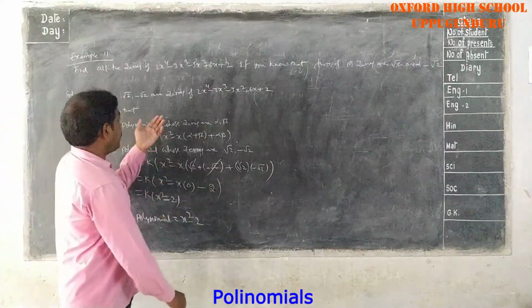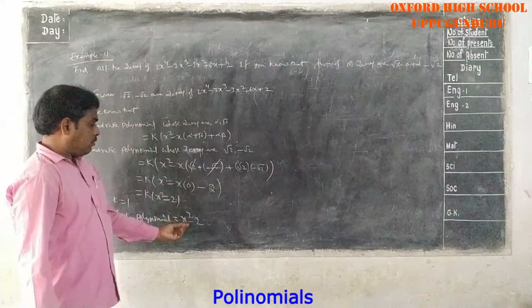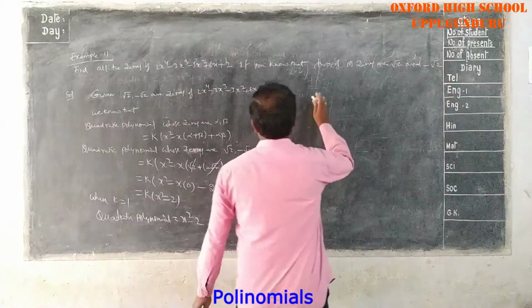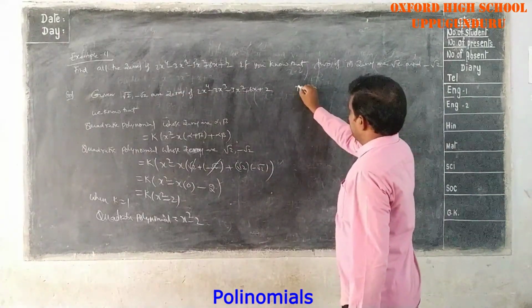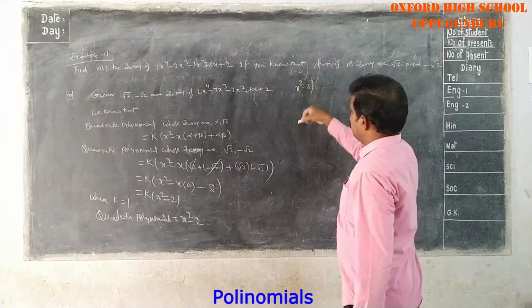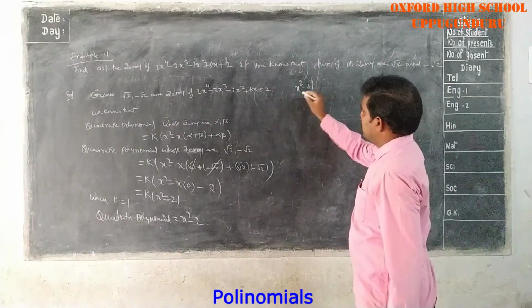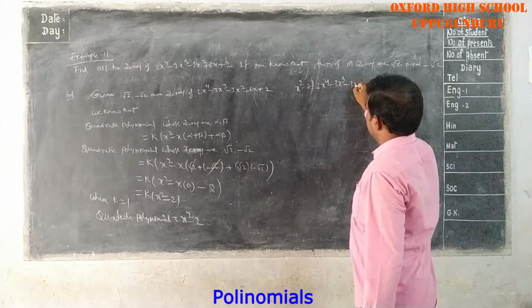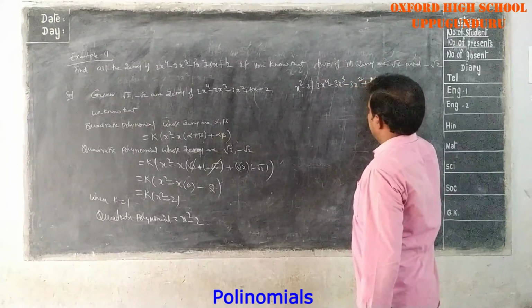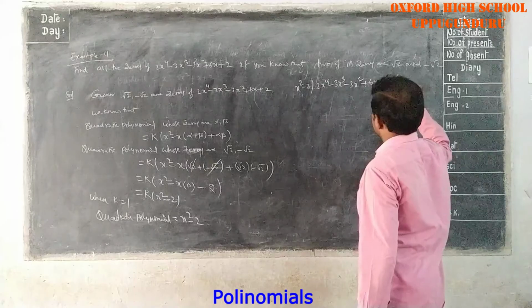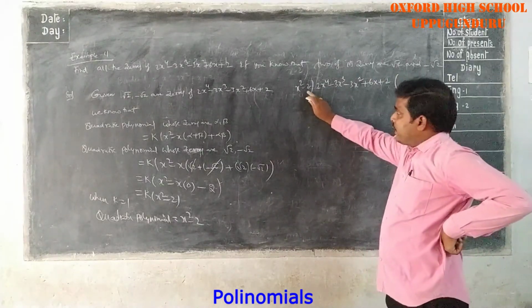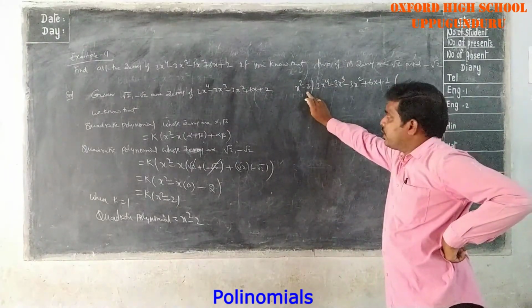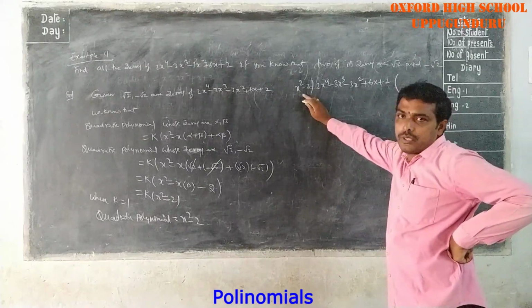Now you have to divide this degree 4 with degree 2. What is degree 4 polynomial here? With degree 2. Degree 2 is x square minus 2. With this, you have to divide this one: 2x power 4 minus 3x cube minus 3x square plus 6x plus 2. Now here x term is not there, you can write 0x also, otherwise directly also you can divide.